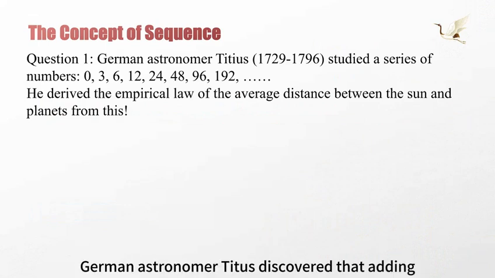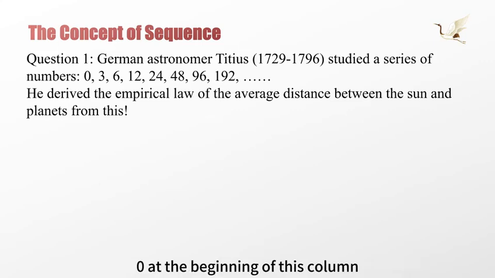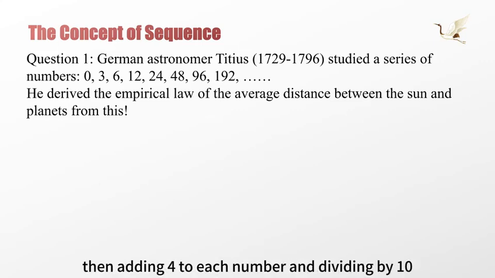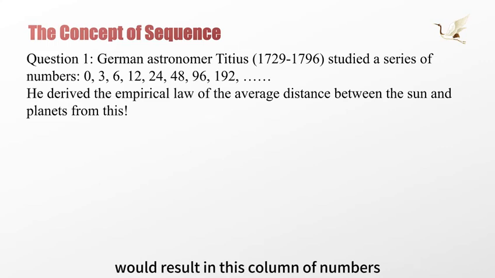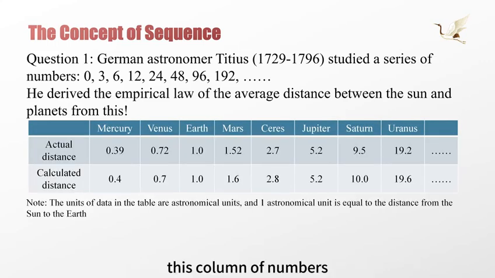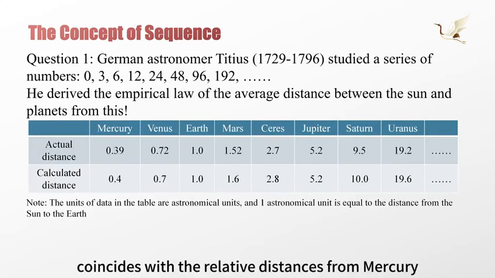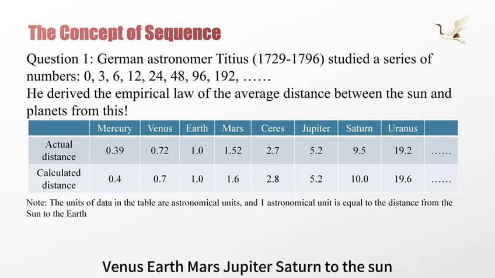German astronomer Titius discovered that adding 0 at the beginning of this column, then adding 4 to each number and dividing by 10, would result in this column of numbers. This column of numbers coincides with the relative distances from Mercury, Venus, Earth, Mars, Jupiter, Saturn to the Sun.